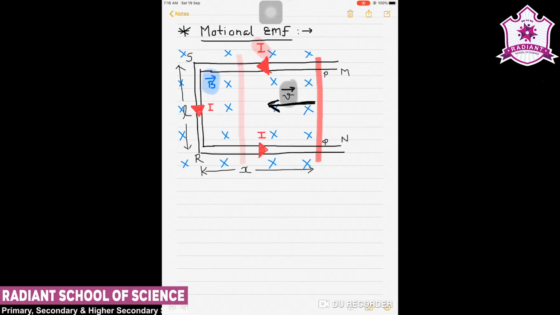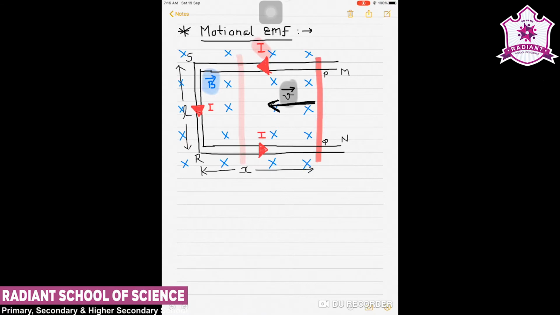Now what are the arrangement and the condition required for this motional EMF? First of all, we will see that arrangement and then we will try to derive a mathematical equation for it. So first of all, let us consider a straight conductor moving in a uniform and time independent magnetic field. Here the blue cross lines indicate this uniform and time independent magnetic field.